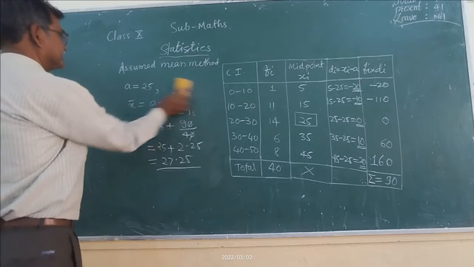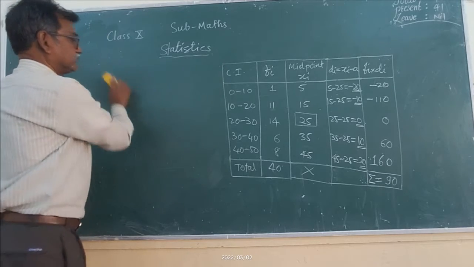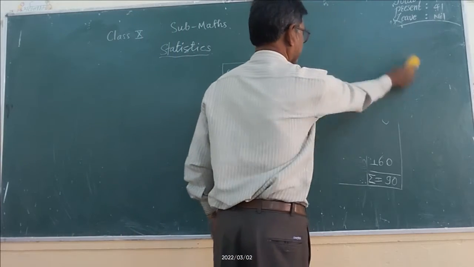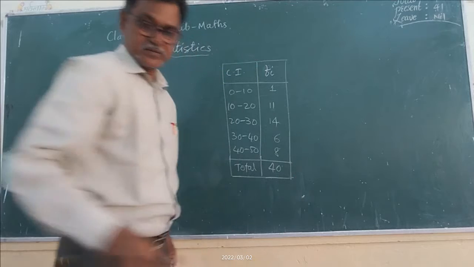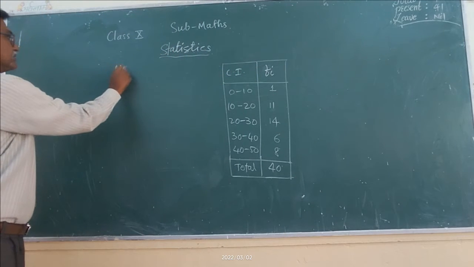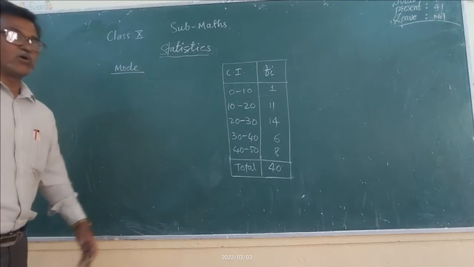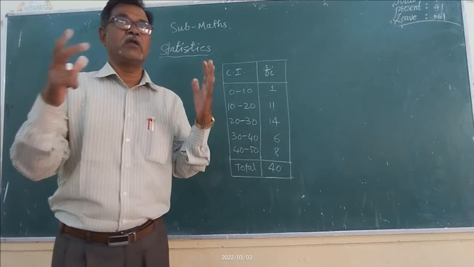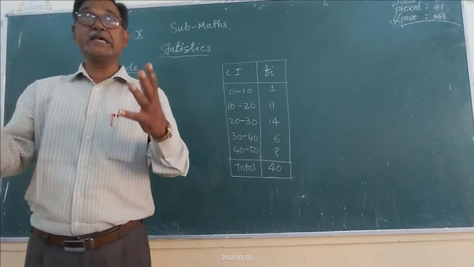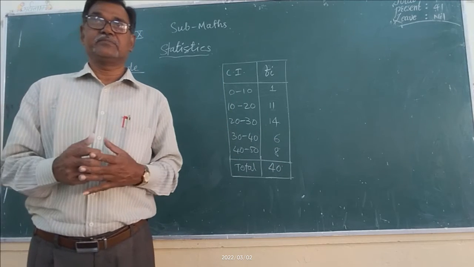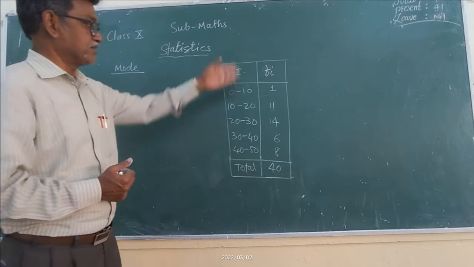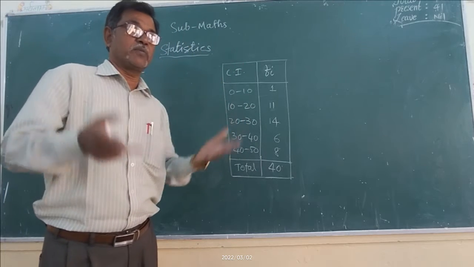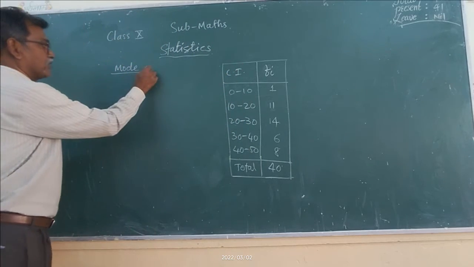Then the next part is mode. See, mode is the value which has the highest frequency, which occurs most frequently. Here, which will be the mode? Actually, we have to find out what. Okay, before that, what is the formula for mode?